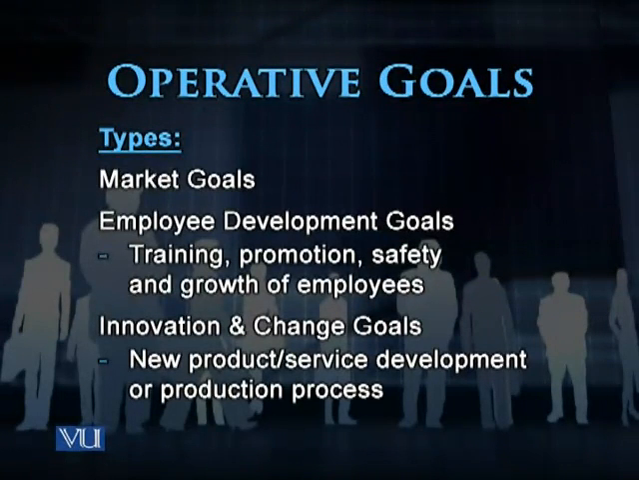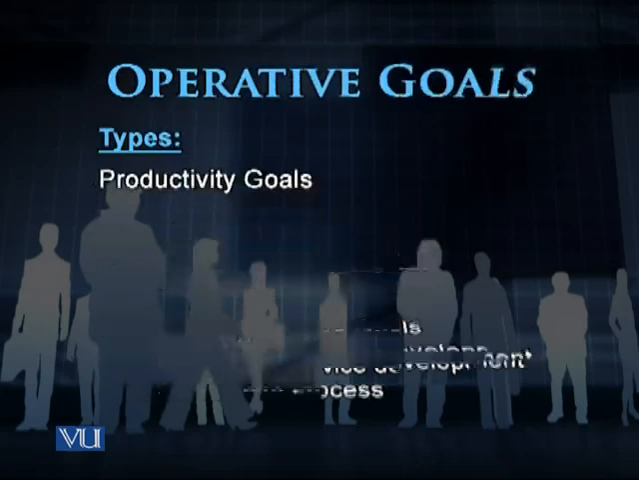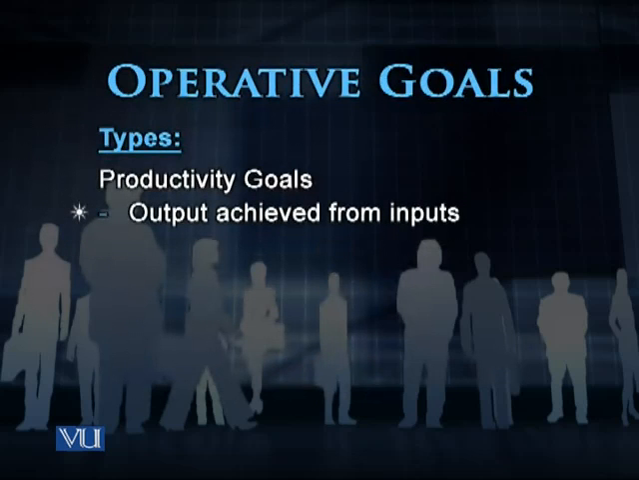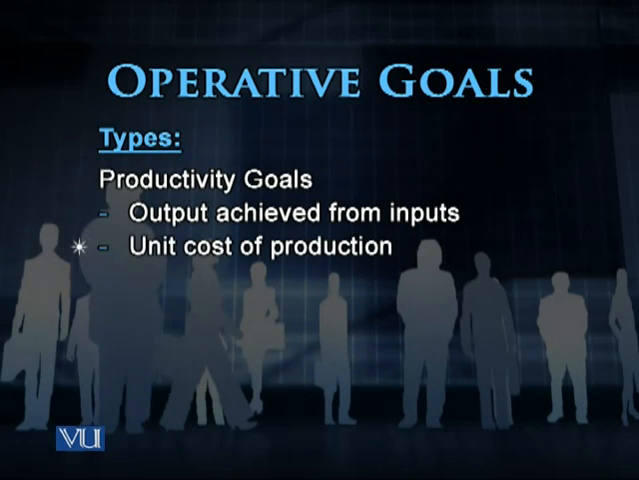So agar aapne change karna hai, innovate karna hai, to uske liye bhi aapko plan to karna padta hai ki hamare R&D ke goals kya honge, hamare production ke goals kya honge in terms of making changes in the product or in terms of testing out a new design. Similarly, productivity goals itself, like output which is achieved from the inputs. And aapne dekha hoga, mostly companies are very much concerned about their unit cost of production. Because unless until they have their unit cost of production, they cannot correctly price their product.